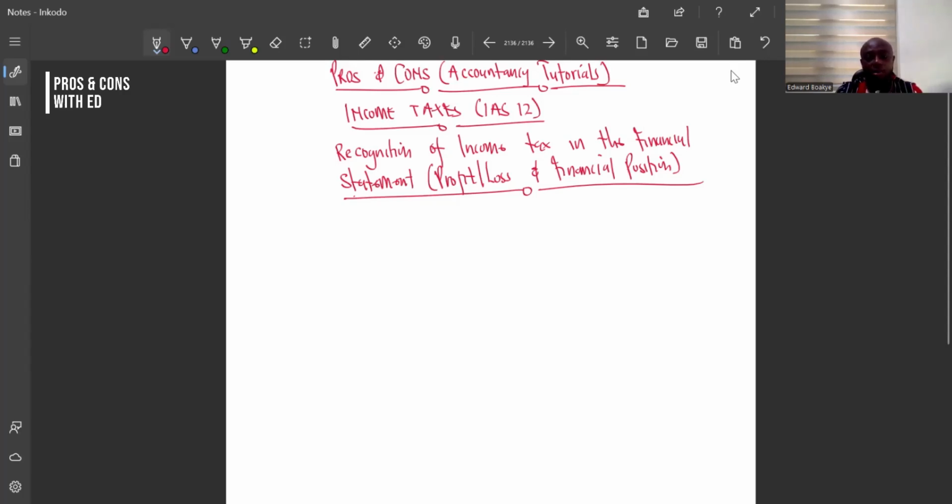Now, by getting your temporary difference, we apply our tax rate, our theoretical tax rate, on it. Then we get what we call deferred tax. If we remember, we also made mention that the temporary difference can be analyzed as to whether we have a taxable temporary difference or deductible temporary difference. If we have a taxable temporary difference, the moment we apply our tax rate, we get a deferred tax liability. The other way around is a deferred tax asset.